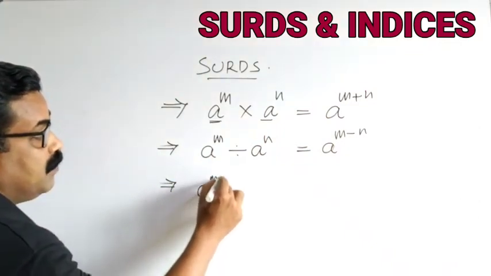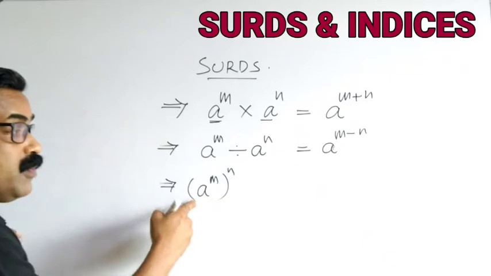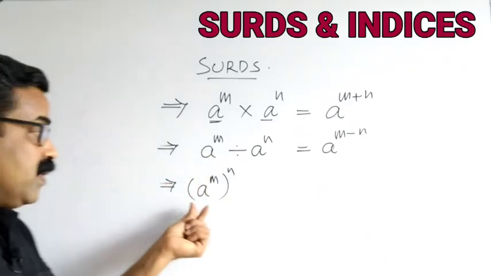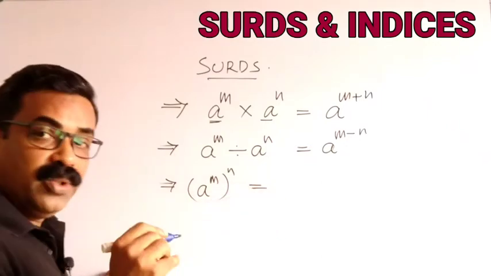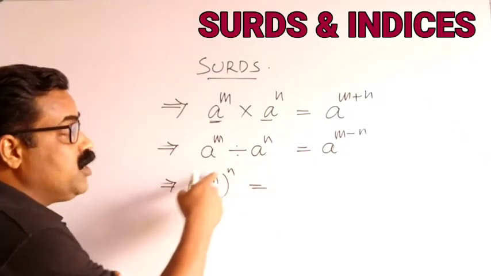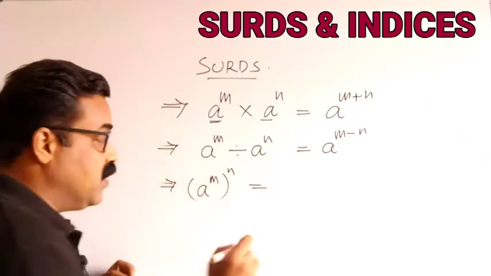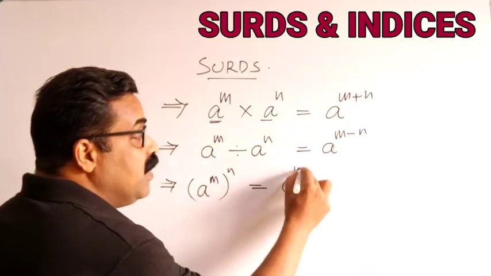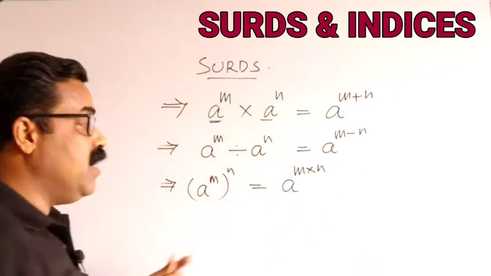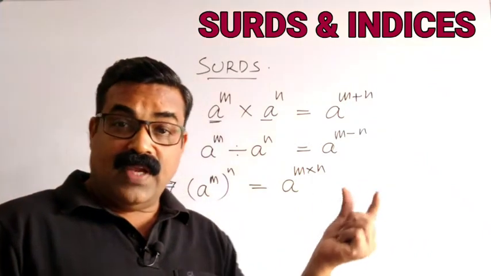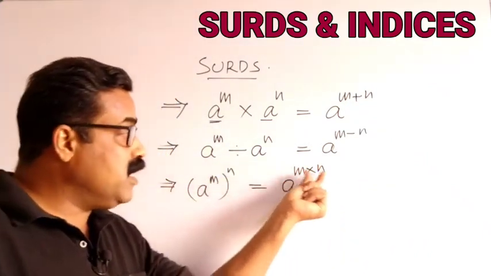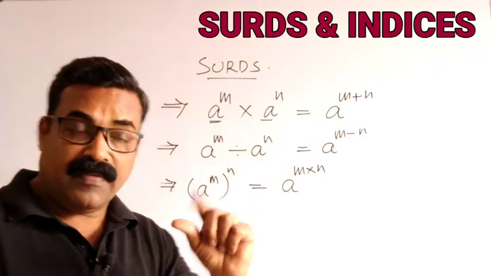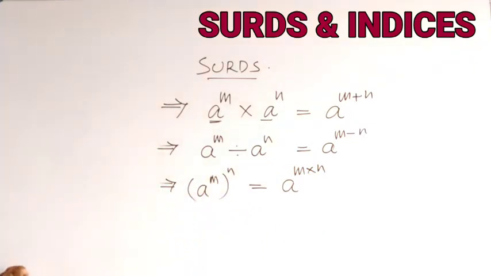Then the third one is a power m, all power n. When you have two powers like this, a power m whole power n, what we need to do is multiply these two numbers and take it as a single power. So you can say a power m into n, or a power mn. When we have power of power, we multiply both the powers into a single power.